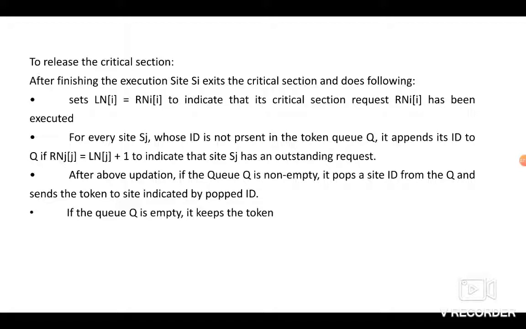Once again, Si completed its critical section. What does it need to do? It sets the last executed number to its sequence number and checks whether any outstanding request is pending. It checks the queue, and the condition is RN j of j equals the last executed number of j plus 1. If any outstanding request is present in the queue, it gives the token to that process. Otherwise, it keeps the token.